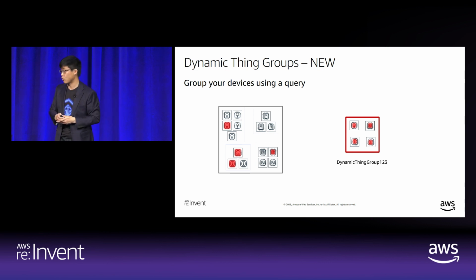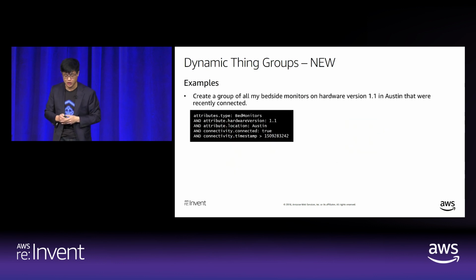Dynamic thing groups does that for you. Some examples here. Here's one: create a group of my bedside monitors on hardware version 1.1 in Austin that were recently connected. From the example query here, I have my attribute type, bedside monitors, my attribute version is 1.1, attribute location is Austin, with a connection state of currently true. I define that as my query to define my dynamic thing group. Now any device that matches that criteria will automatically get added to that thing group.